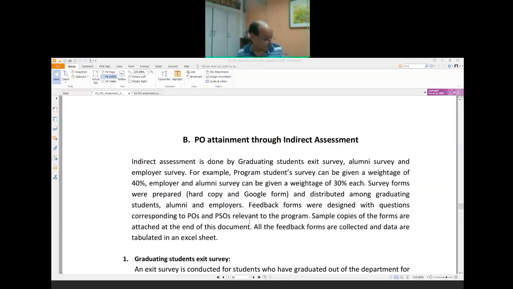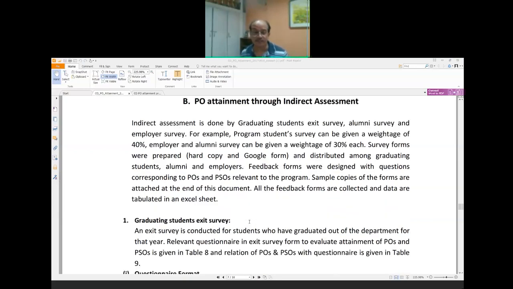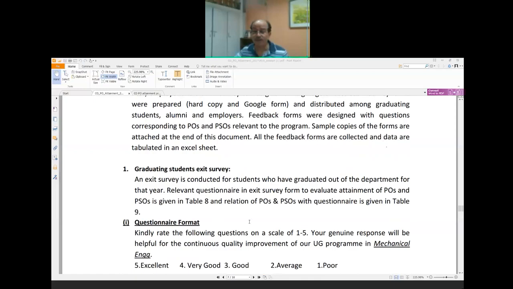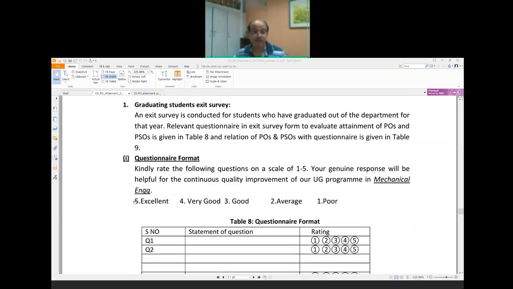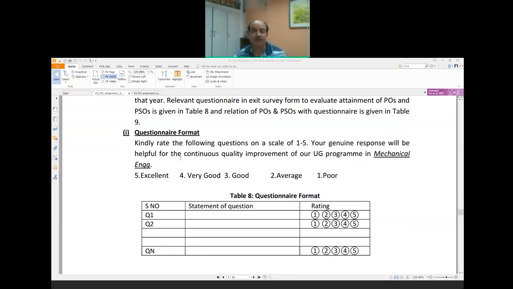PO attainment through the indirect method, as I said, can be through the student survey, alumni survey, and the employer survey. These are the major components. You have to define the weightage for each one of them. Let's say for this particular sample, we define 40% for the student survey, 30% for the alumni and 30% for the employer survey. You can think of a Google form or a hard copy for getting these values. Let me import this particular survey here. There are no standard formats. Every institute has to define its own format as far as the questions are concerned.